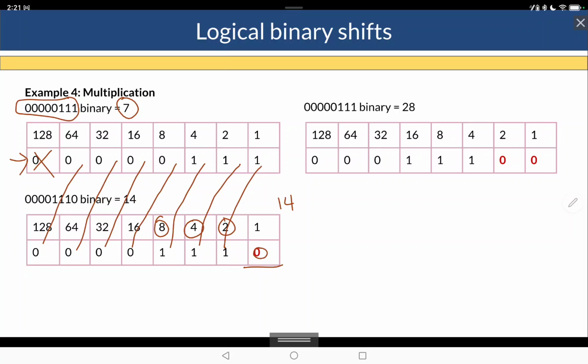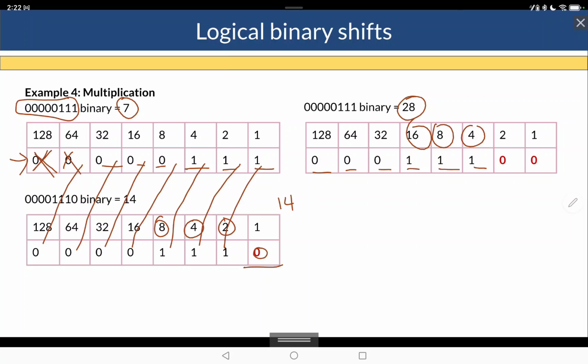And let's try to shift 2 places. If we shift 2 places, the first 2 bits will be deleted. So we'll have the remaining bits moved over, and then the empty boxes we replace with 0. If you check, 4, 8, 16 altogether gives us 28.